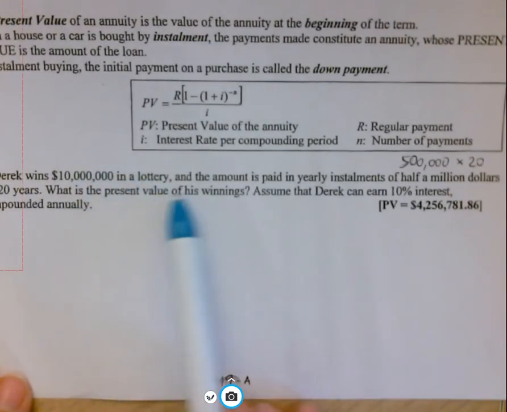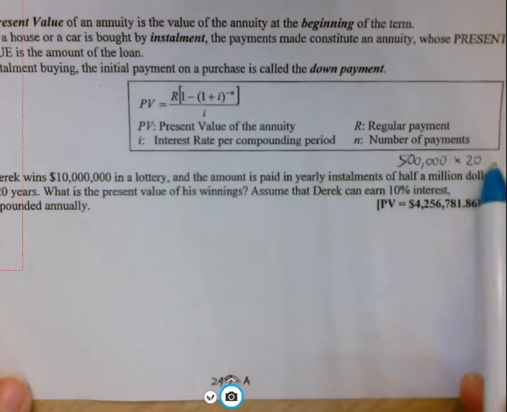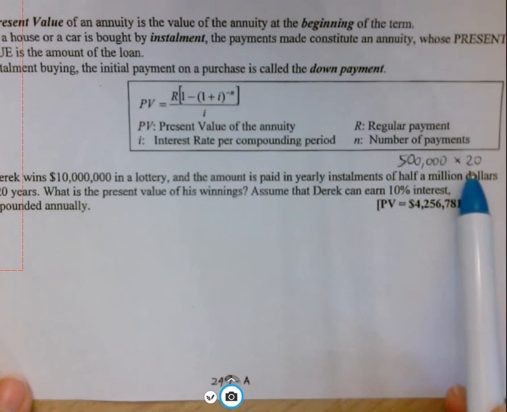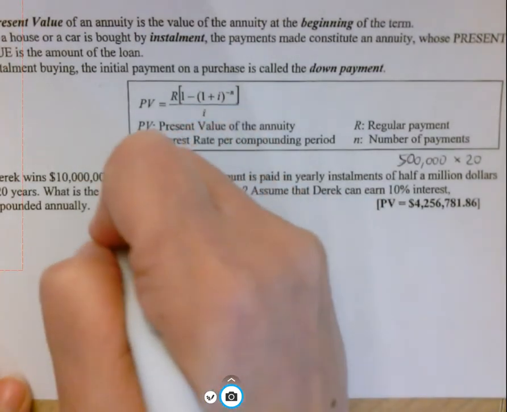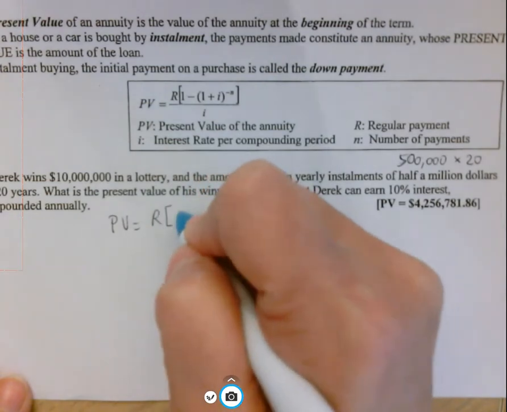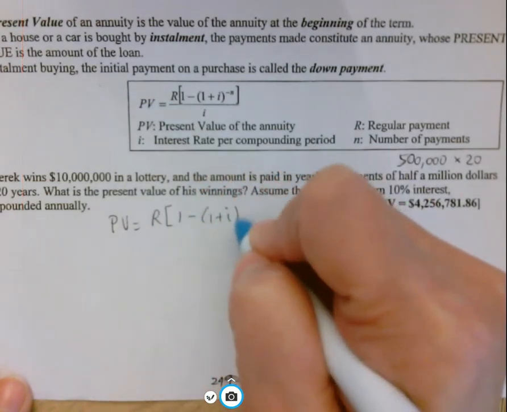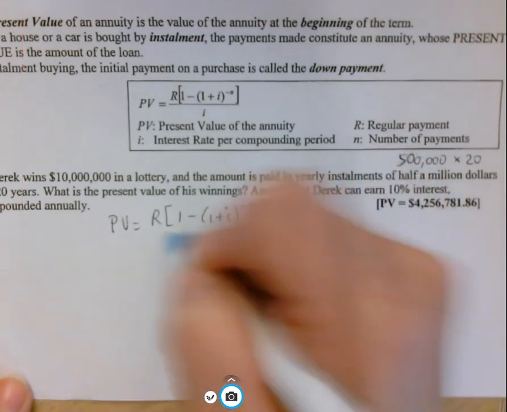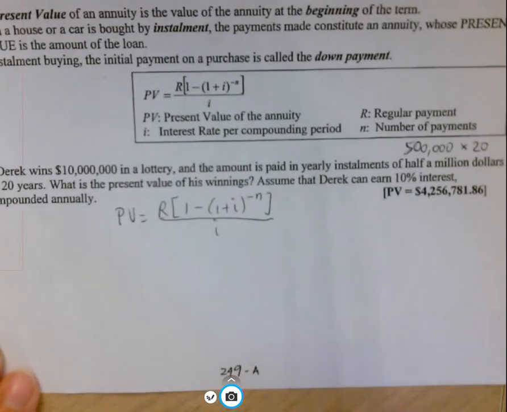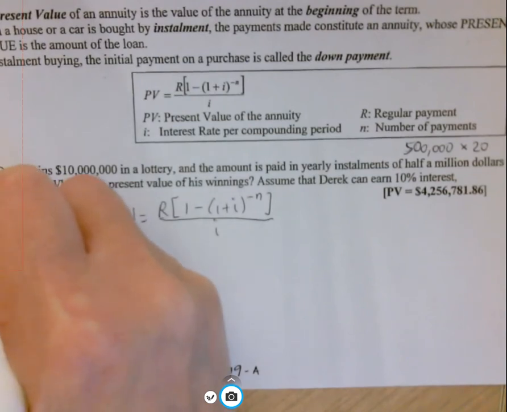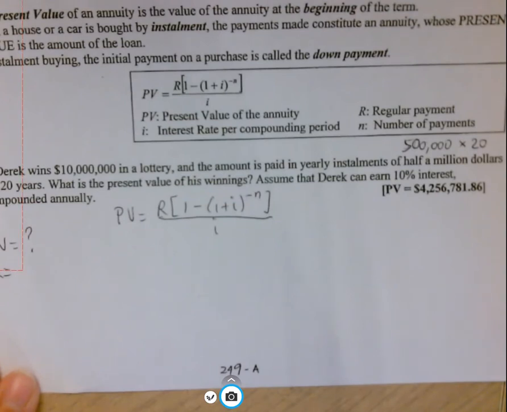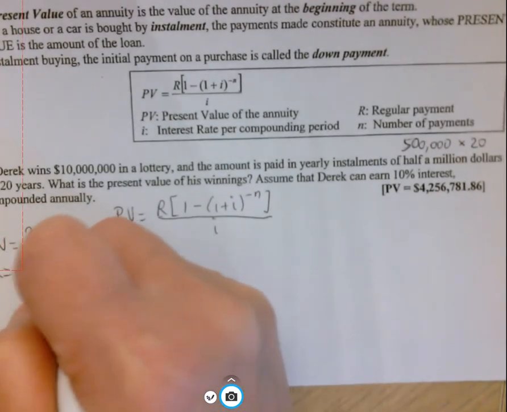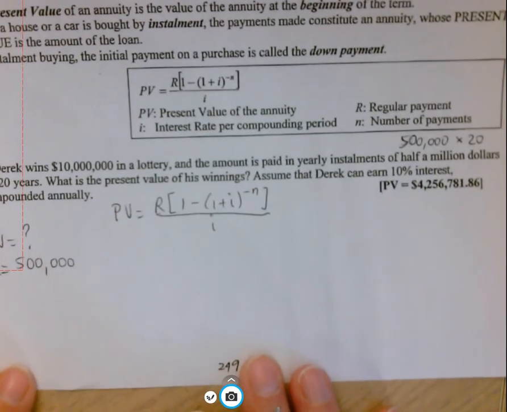So what is the present value of his winnings? So what is $500,000 times 20 years worth today? Assuming that he can earn 10% interest compounded annually. So let's figure it out using the present value formula. Like always, we're always going to write the formula first and then input the values, okay? And as always, we're going to write our variables on the left-hand side so that we don't miss anything, and we're very careful and we show that we understand what the variables mean and what goes into them and how to put them into the formula.